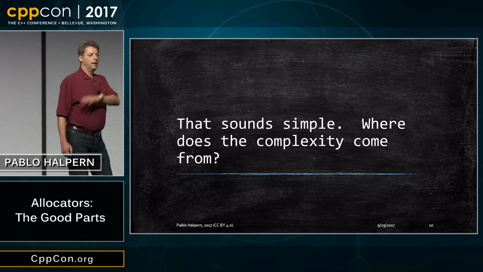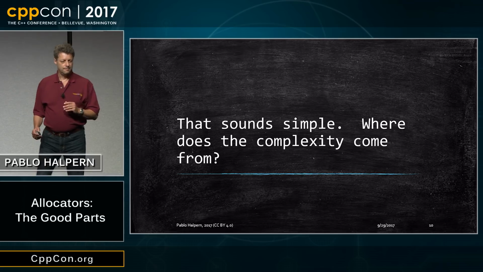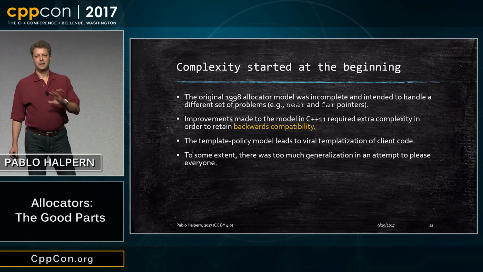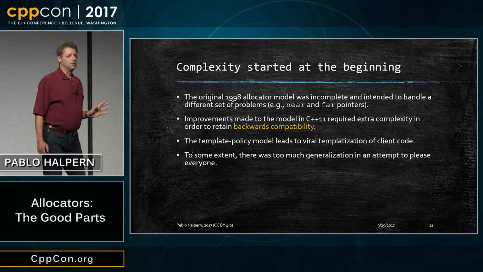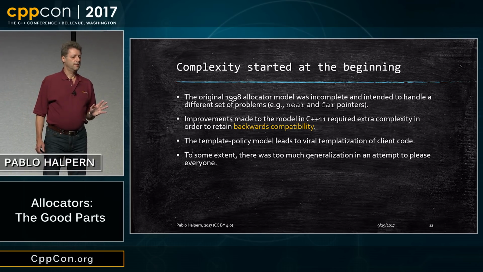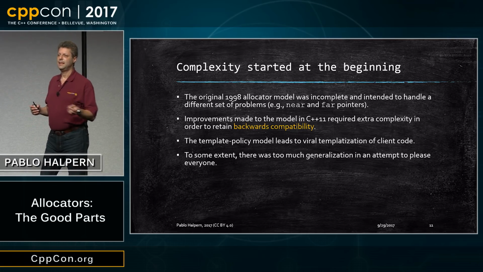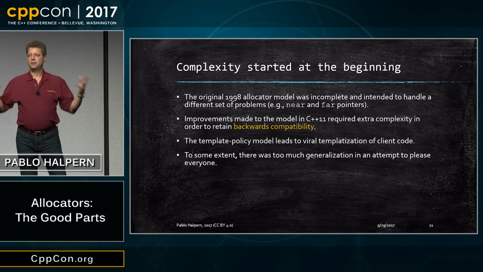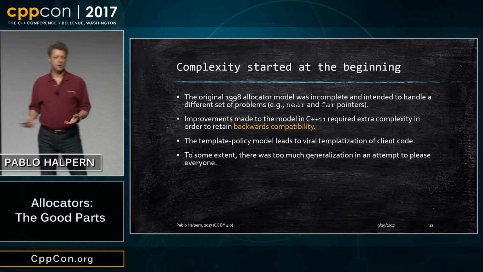So, if the purpose of an allocator is simply to allocate and deallocate memory, then where does all this complexity come from? Well, it started at the very beginning. In 1998, when the first standard was created, allocators were invented to solve a very different kind of problem than we have today. Mostly near and far pointers with the x86, the 8086 memory model. It did have aspirations to being a more general customization point, but didn't really fulfill those, and it kind of ran out of time to make it good.